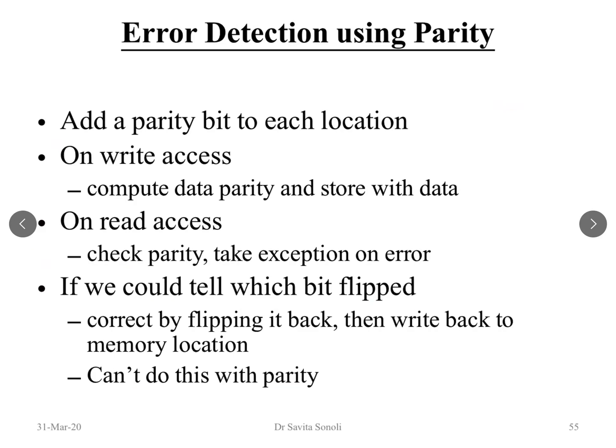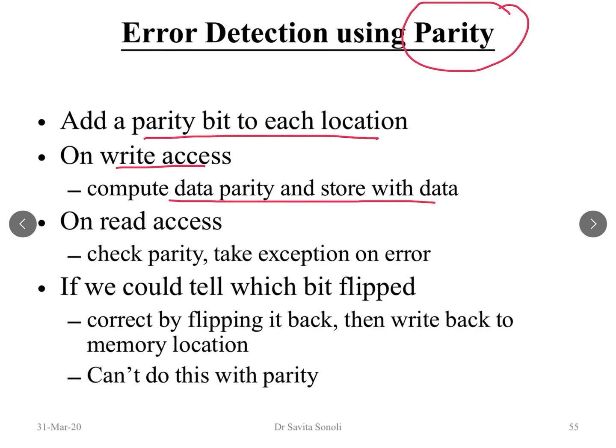Then in a memory, when there is an error, how do we detect? So for detection of errors in the memory, one way is using the parity. So how do we do that? What we are going to do is add a parity bit in each location of the data. On write access, compute the data parity and store it with the data. And on read access, check the parity, and take an exception on the error. So if the parity doesn't match, then we say that there is an error in the read data. So this is one way of detecting an error using the parity.